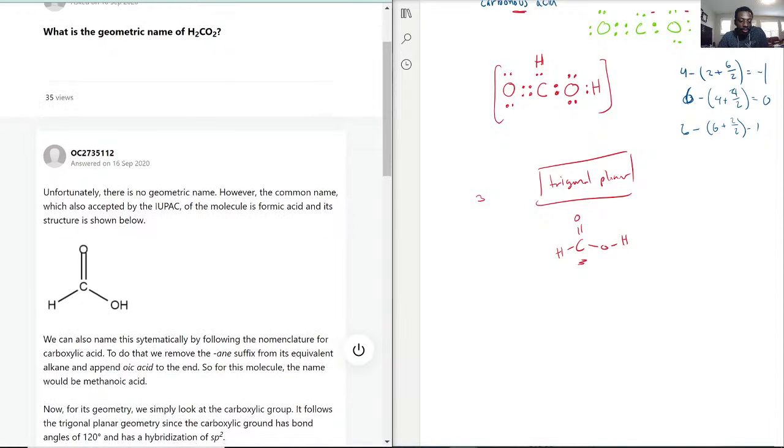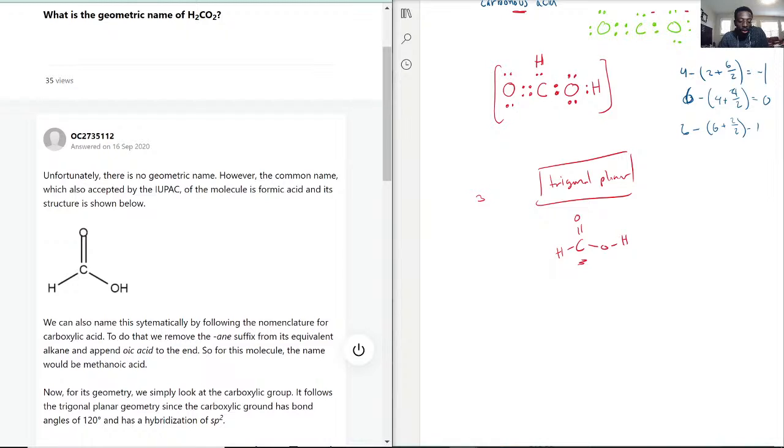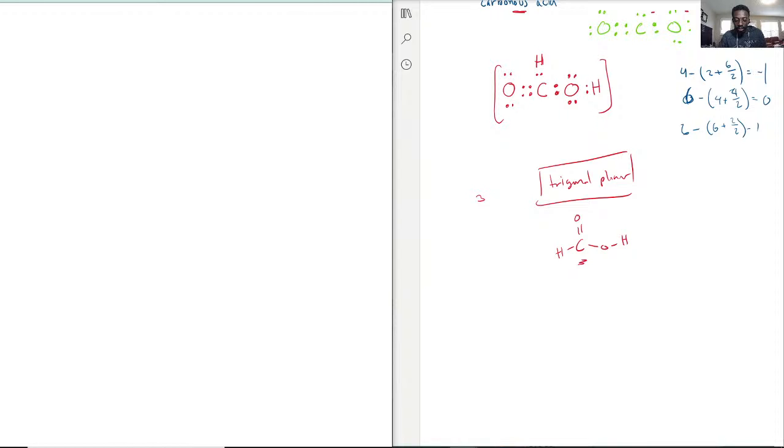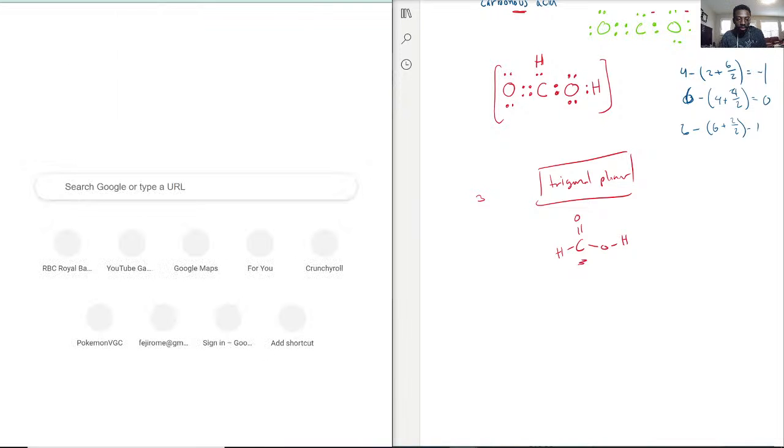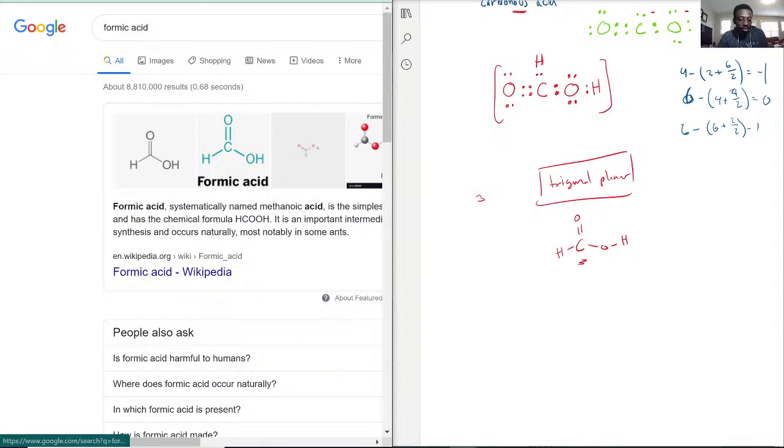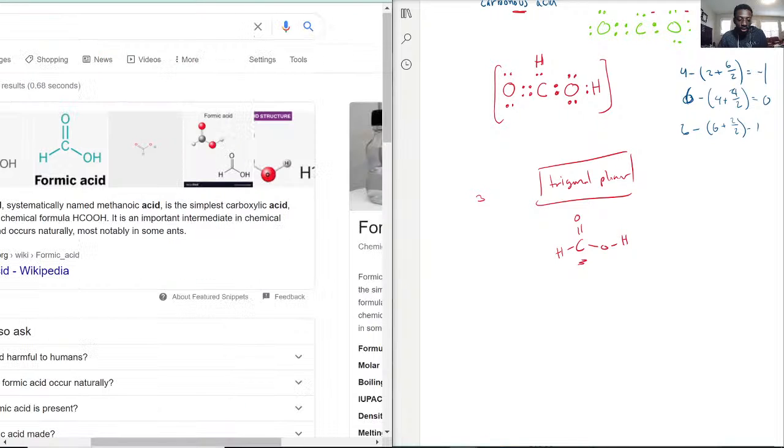So, formic acid is what it's called. Interesting. I wish someone would have told me that, because that was the most stressful thing I've ever done.